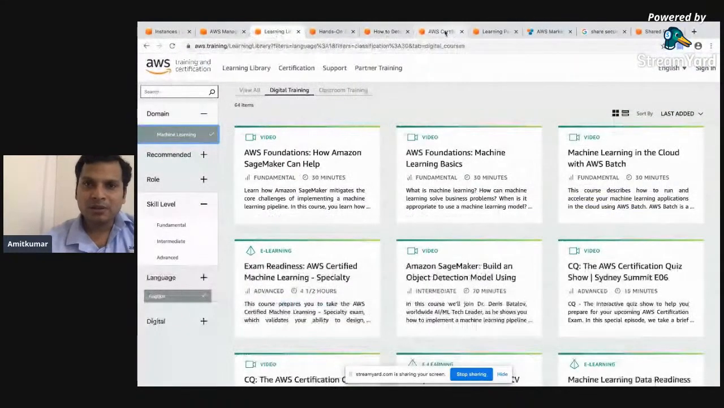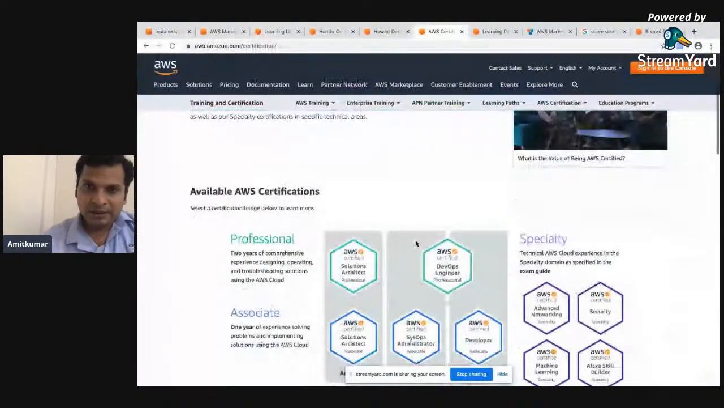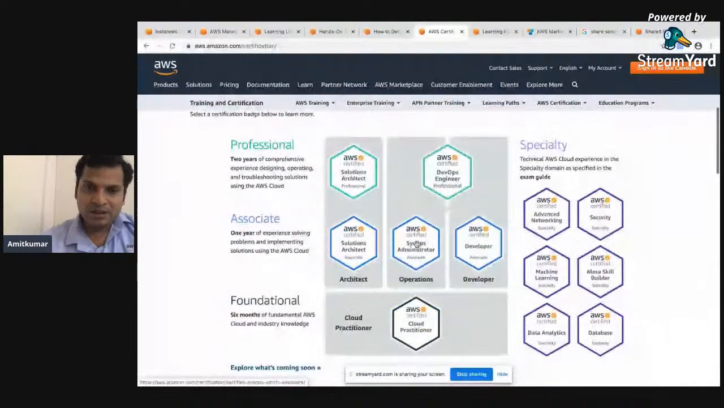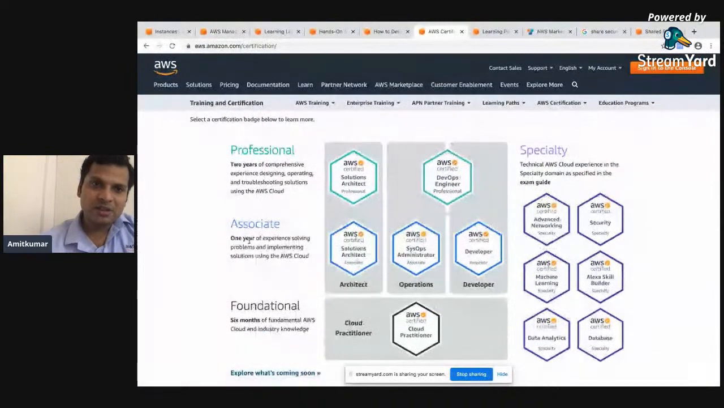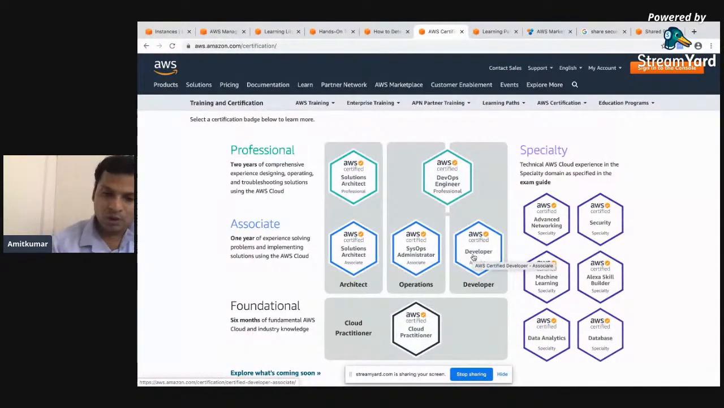There's a page on certification. So these are the certification tracks: foundational level certification, cloud practitioner. Then there is an associate level and professional level. So here you can start with the architect, and then there is a certification for sysops and administration. I always recommend to start with the developer. That is easier. But then no, don't stop over there.